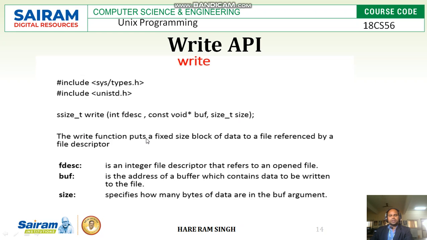The write function puts a fixed size block of data to a file referenced by a file descriptor. So this file descriptor represents the file in which data need to be written, and how much data need to be written. The buffer is the address of a buffer which contains data to be written to the file. So this buffer holds the address from where data need to be taken, and it should be written in the file descriptor.